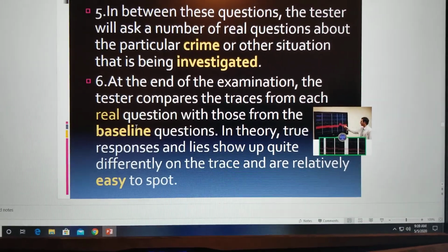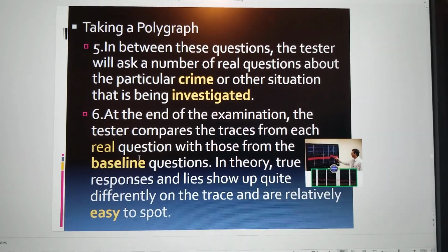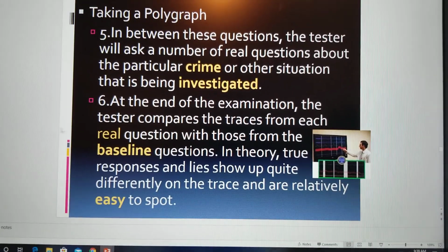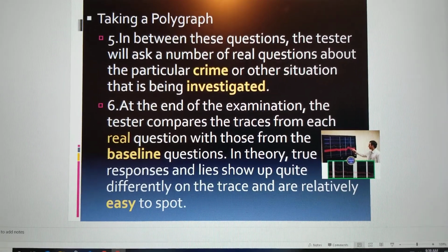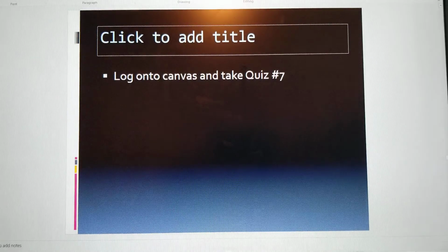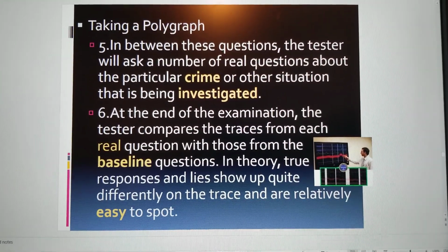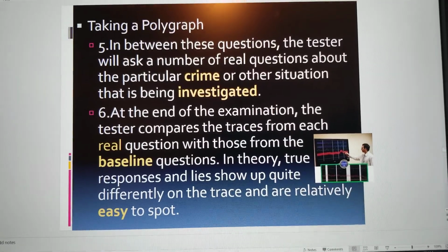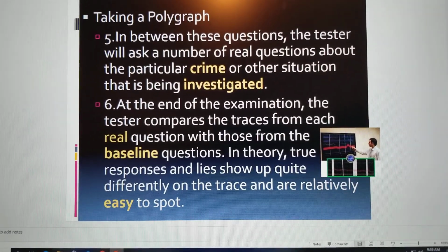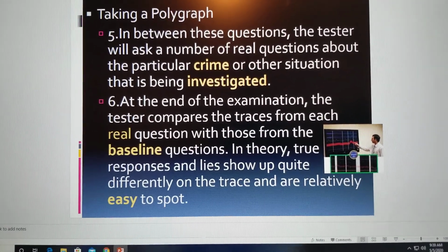All right, so just understanding they use baseline questions to compare with the real investigative questions. Now, when I had you guys give the polygraph to your family members, I had you do baseline questions, real investigative questions, and return back to baseline questions.